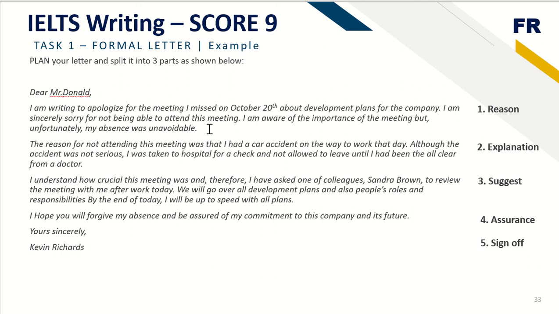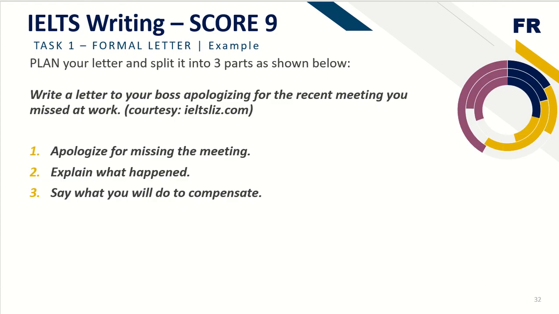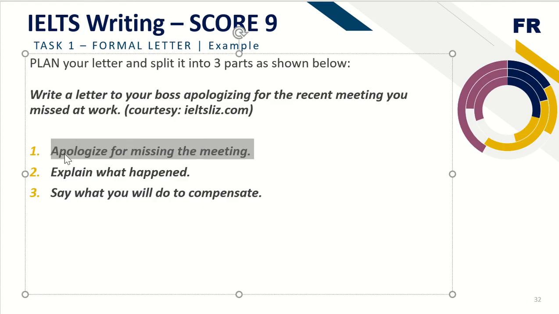Now, here you simply reiterate what was asked for you to do, which means you basically say, I'm sorry, there was a meeting on this particular day regarding the development of the company, and I was not able to attend the meeting. And you just say, I'm sorry about it. So basically, you're done with the apologizing part of it.